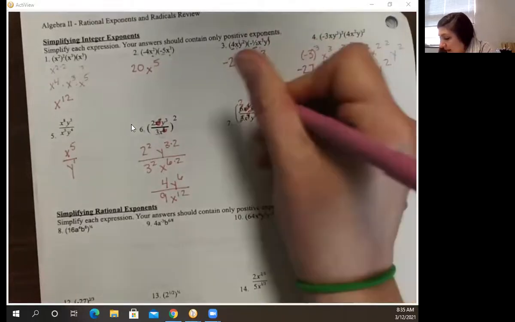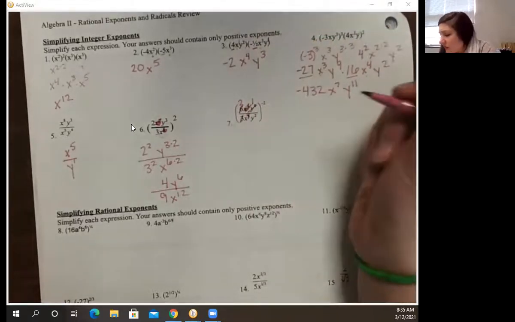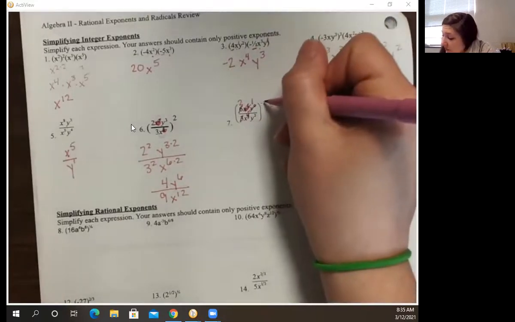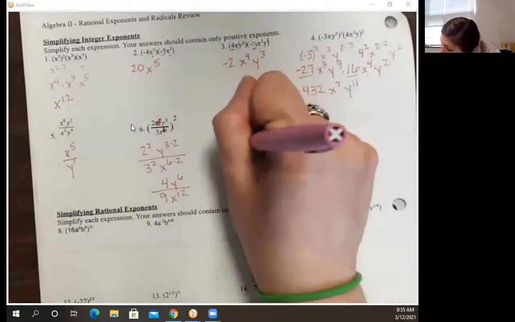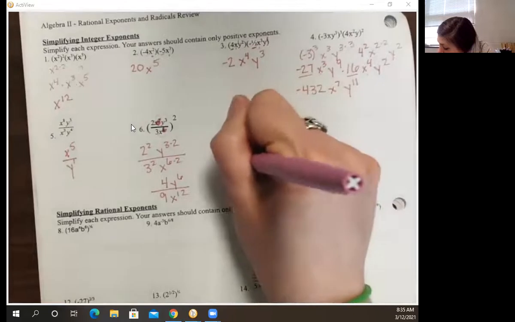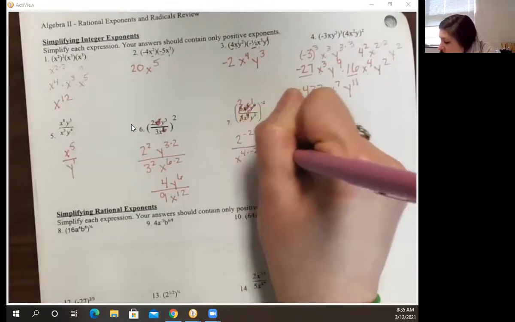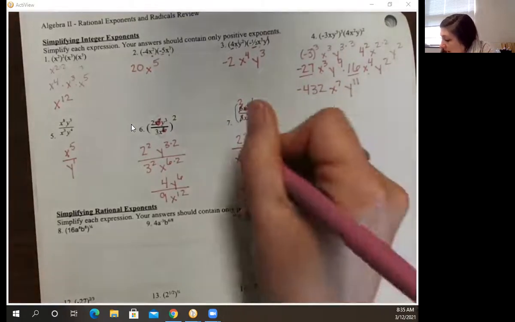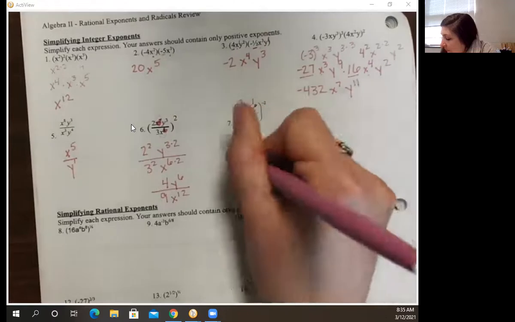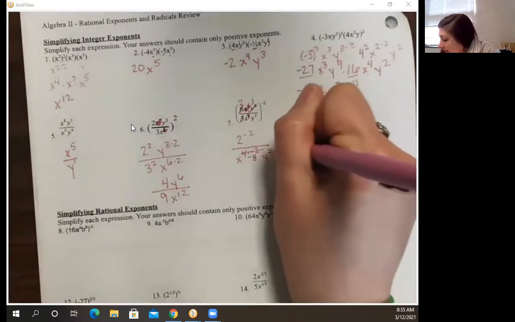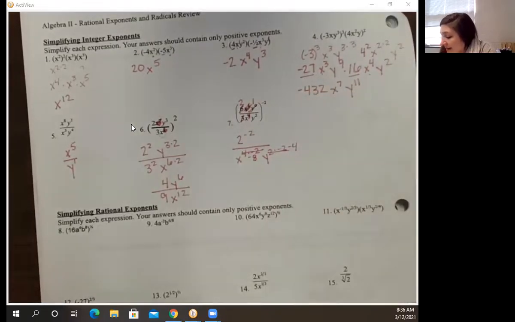So I don't have any y's to actually worry about reducing because that top term was just y to the 0. Now I'm going to distribute in this power. So I have 2 to the negative second over x to the 4 times negative 2, y to the 2 times negative 2. If I simplify my powers here for my variables, this would be x to the negative 8 and then y to the negative 4th.